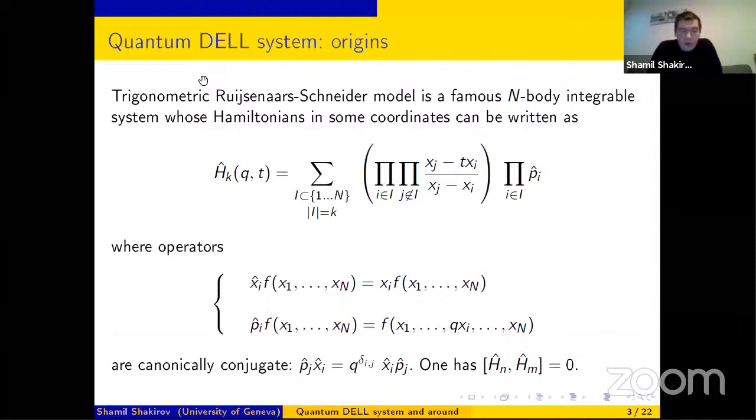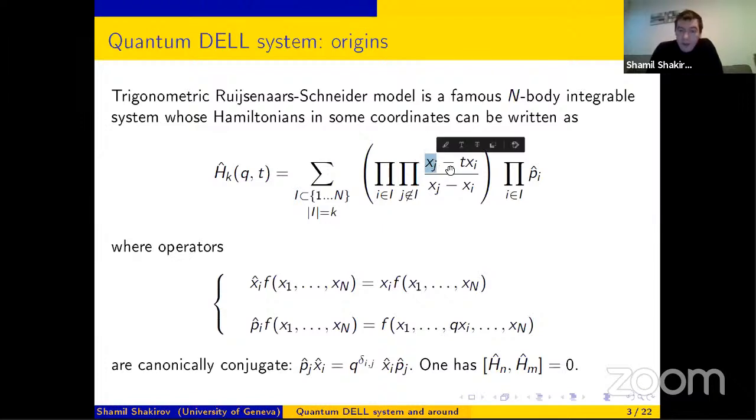So the origin of the quantum DELL system, and the starting point that I want to start from, is the trigonometric Ruijsenaars-Schneider model. This is a famous n-body integrable system. The coordinates of the particles are labeled xi, and actually everything is trigonometric. So you should think about every variable that you see as being an exponent of the physical variable. So really this x is an exponent of the physical coordinate of the particle.